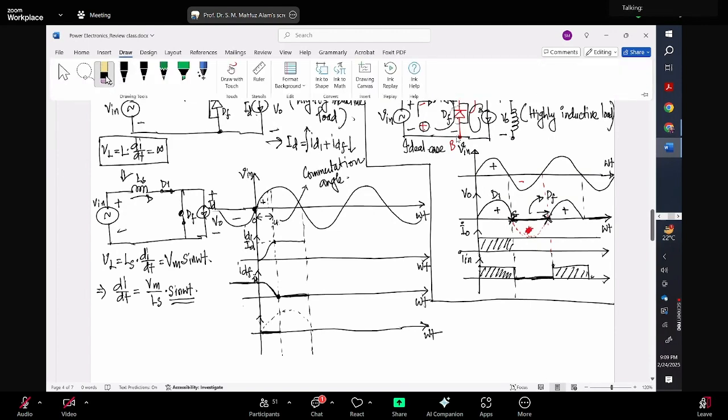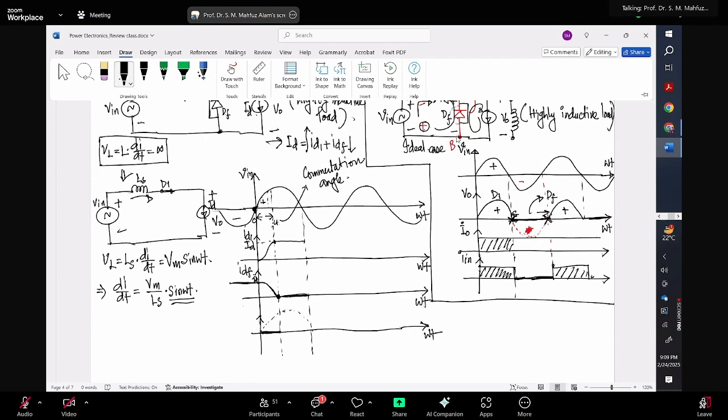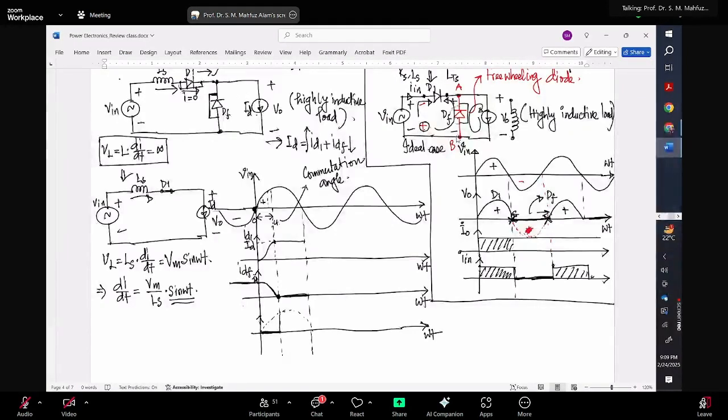So now, after that point, if diode DF is not working, what will happen to the output voltage? It will follow that sine wave. Yeah, the entire input voltage will appear across the output. So after this portion, as you can see, your entire output voltage will be following your input voltage.